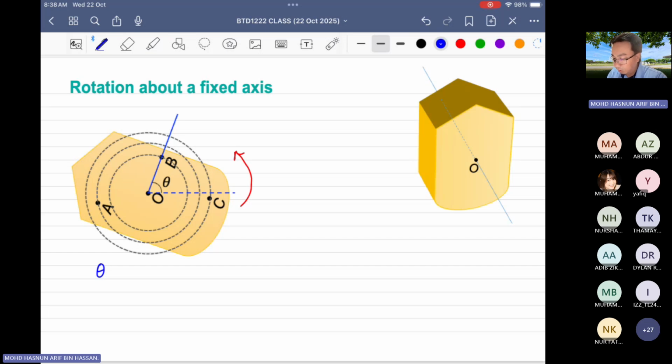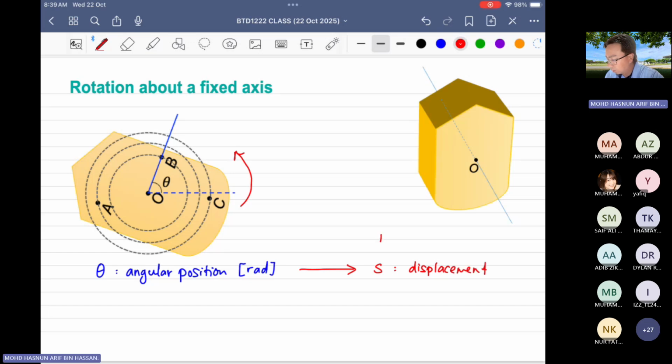Theta will be called the angular position, with the unit of radian. I have shown in the class how to convert from degree to radian. And this is similar to linear motion, where we have S or R. S is called the displacement.